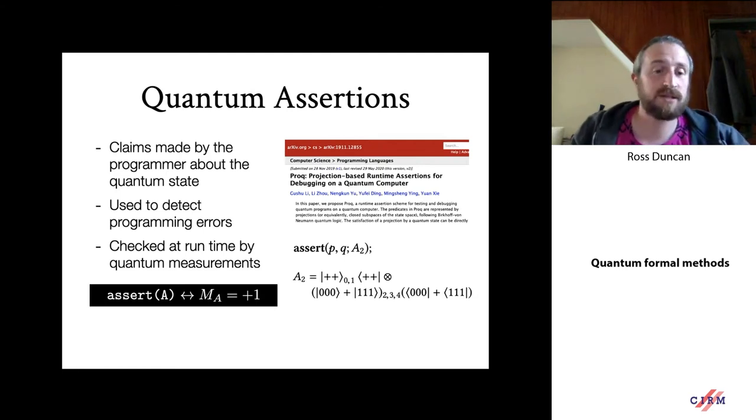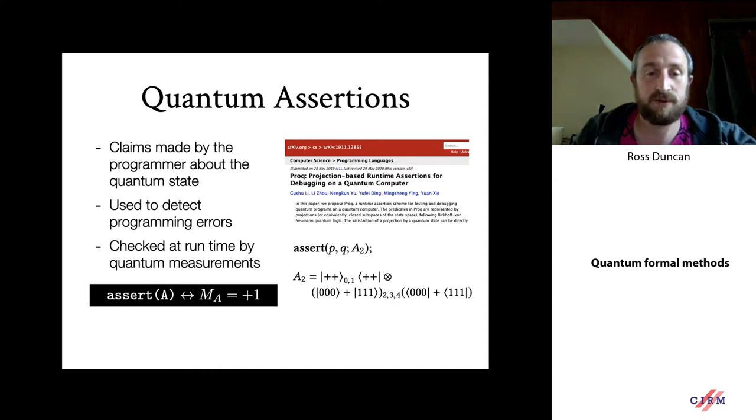Okay, so that basically corresponds, if I have my assertion of A, where A is some claim, that basically says that the current state lies in the plus one eigenstate of a certain measurement operator. This is not a particularly original idea. I learned about it from this paper. Gushu Li gave a very nice talk last year at the Quantum Compilers workshop. And much of what you're about to see is borrowed from this paper here.